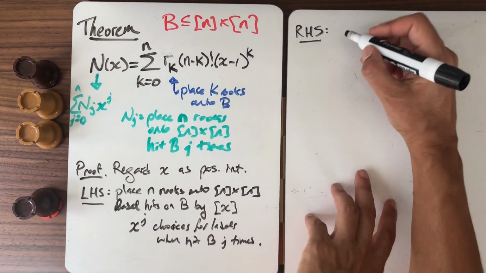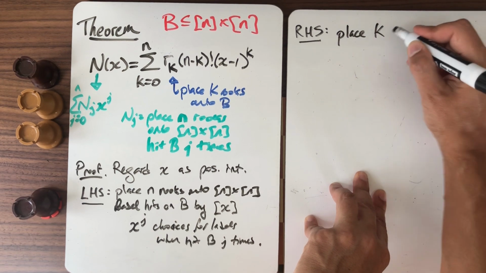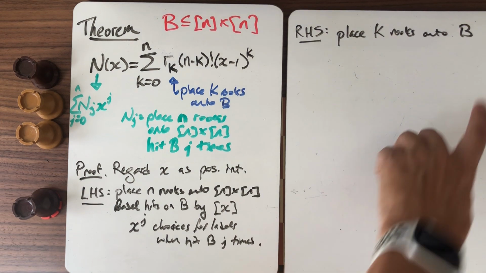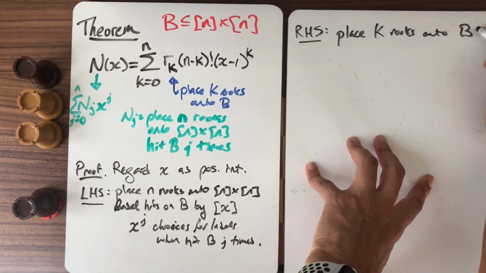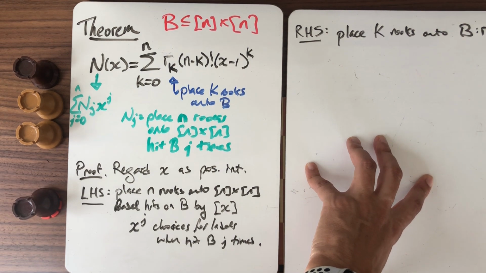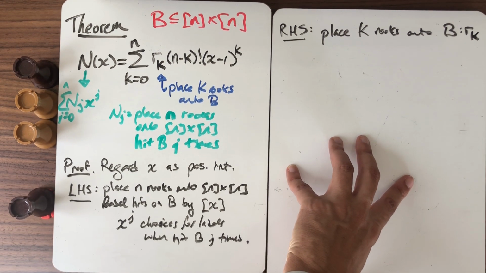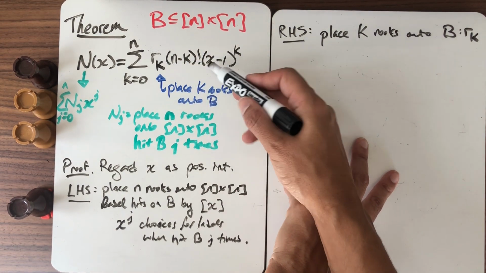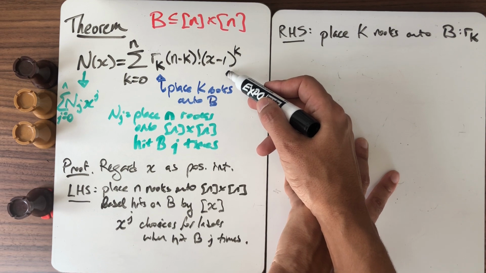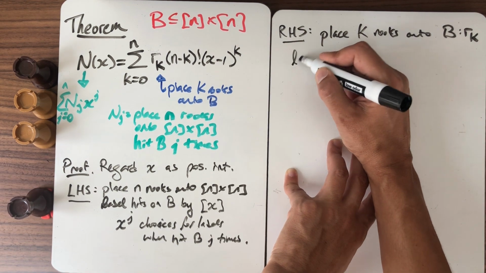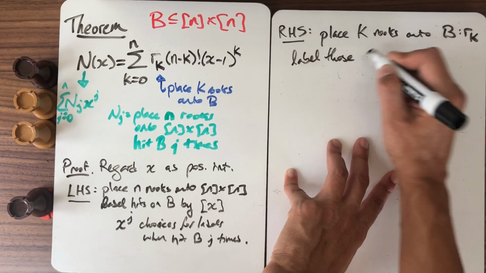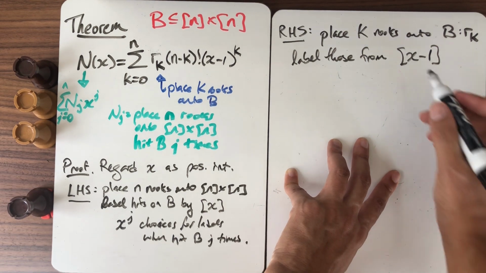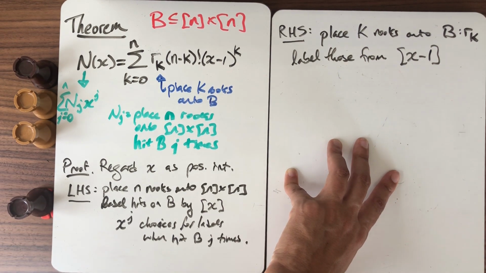What's R_k? So I'm going to place k rooks onto B. Okay, that's the first thing that I'm going to do, and that's giving me my number R sub k. Okay, there are R sub k ways to do that. That takes care of this. Now I'm going to take care of this, x minus 1. So I get 1 fewer label. Fine. We're going to label those from x minus 1. So these are our labels. So we get to label them 1, 2, 3, all the way up to x minus 1.